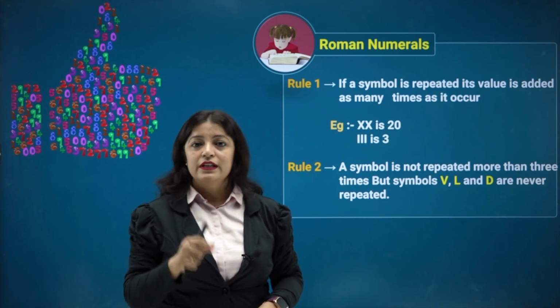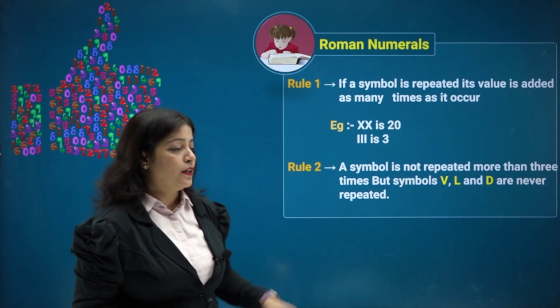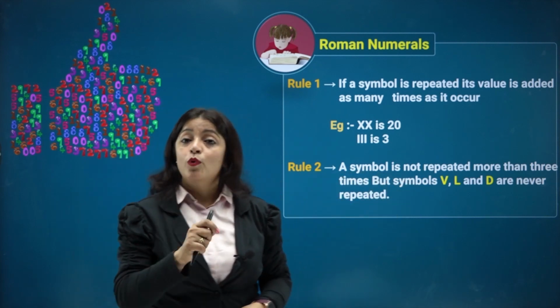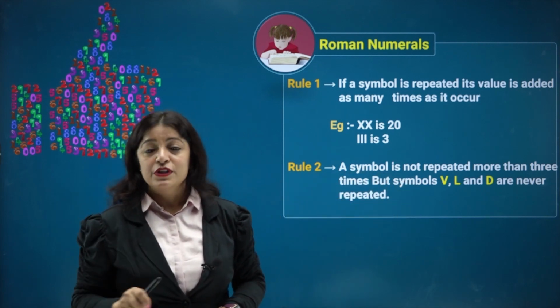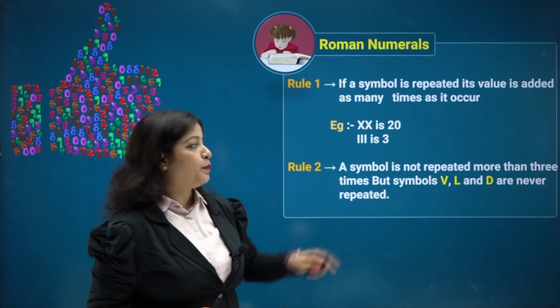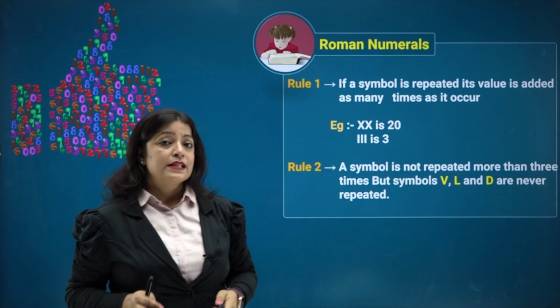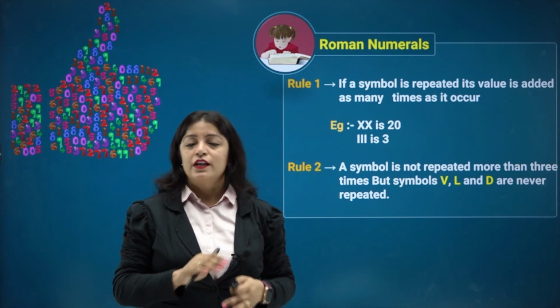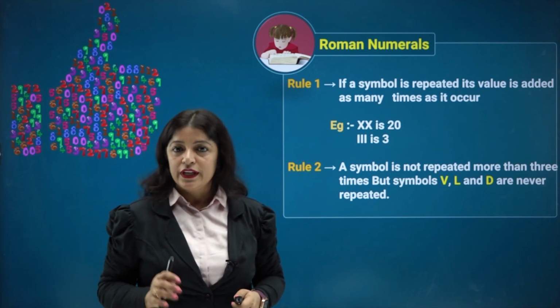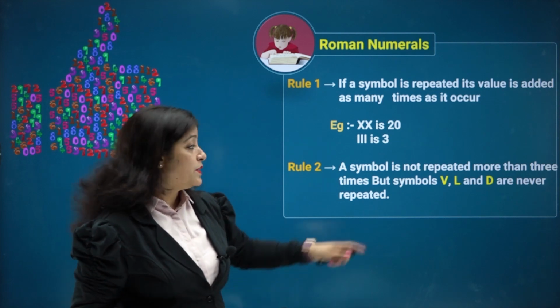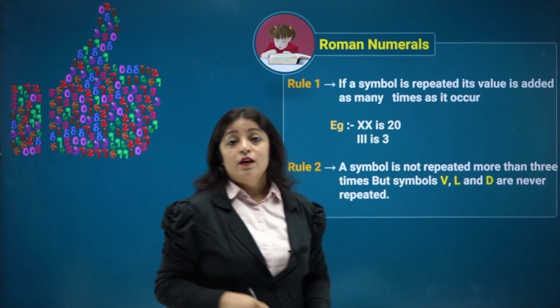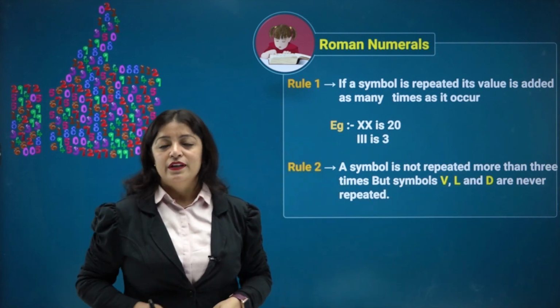So, rule 2, remember which symbols we can repeat. Not all, but there are certain symbols which can be repeated. A symbol is not repeated more than 3 times. That means if you want to write 4, you will not repeat I 4 times. Whichever symbol you are taking, it cannot be repeated more than 3 times. And there are some symbols like V, L and D which are never repeated.